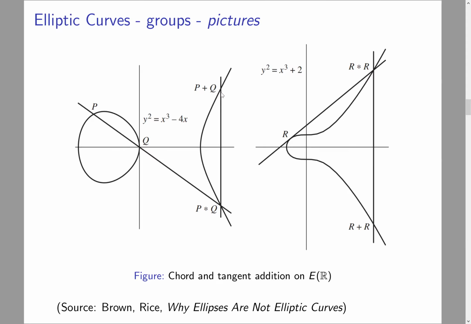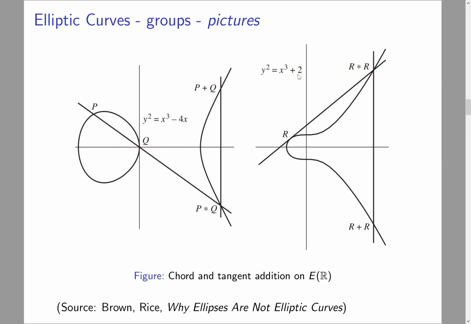So if you've drawn your curve in this way, where it looks like this sort of nice picture, then you can reframe this by saying, to add 2 points, I draw the line, take the third point of intersection, which is guaranteed to exist, and then flip it across the x-axis.